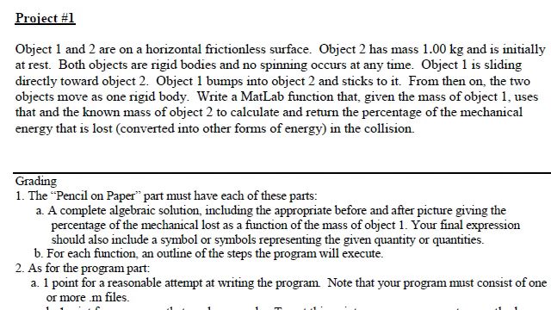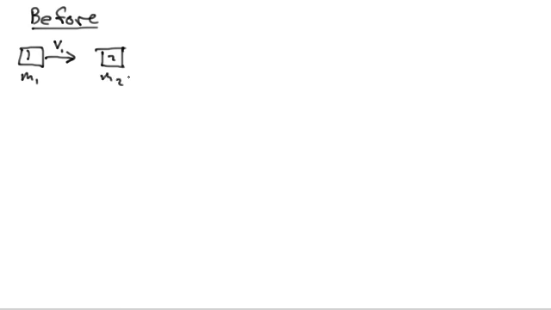So the user of our function will have to provide that. Let's get started by drawing a before and after picture. Before, we've got object 1 sliding along with a velocity I'll call v1. It's got a mass m1, before object number 2 of mass m2, which is 1.00 kilograms, is at rest in the after picture.